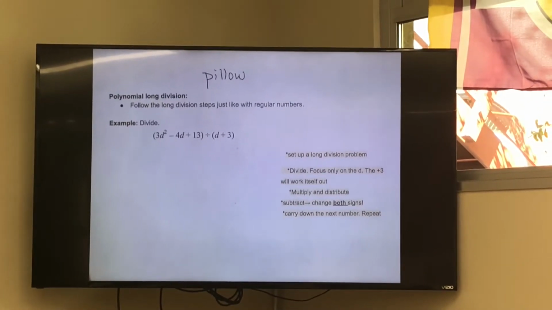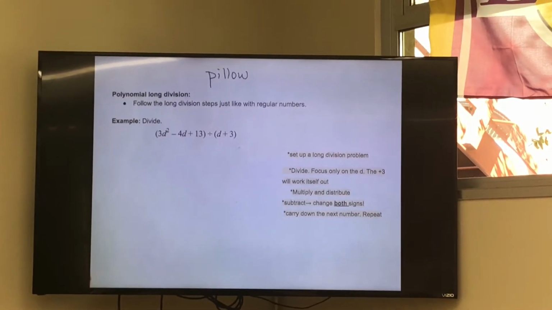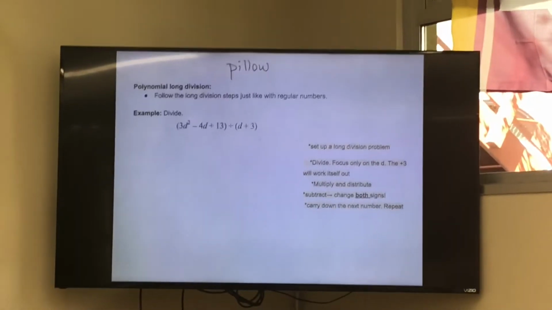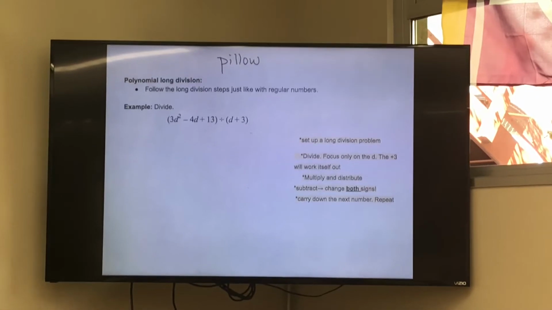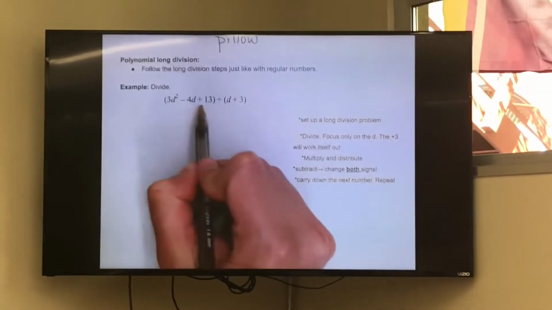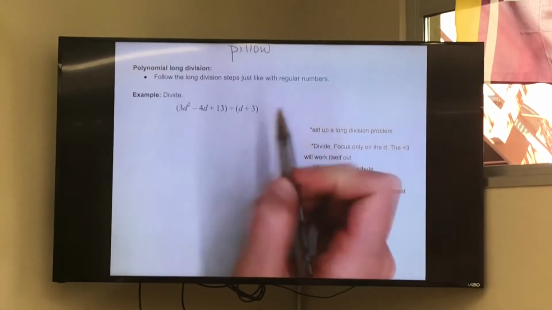All right, here we go. This is a little bit challenging, but I know you can all do it. So, polynomial long division. So we're going to do the same process we did on the front for bell work. It's just going to be a little bit more complex. All right, we have this polynomial divided by this binomial.